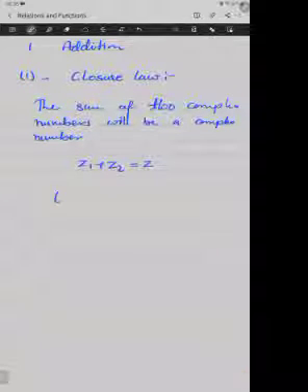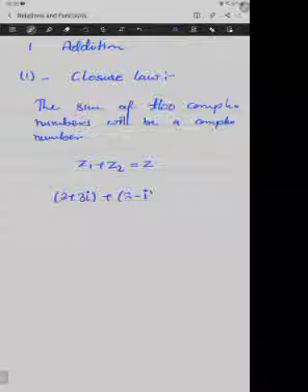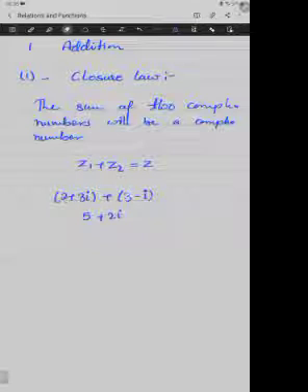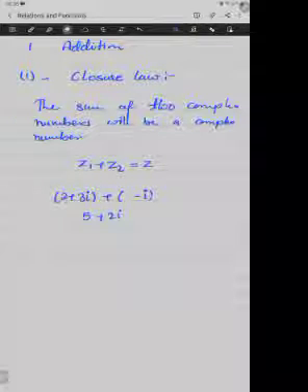We can show it like this also. 2 plus 3i plus 3 minus i will be 3 plus 2, 5 plus 2i. So this is the condition that yes, the sum of two complex numbers is coming out as a complex number.